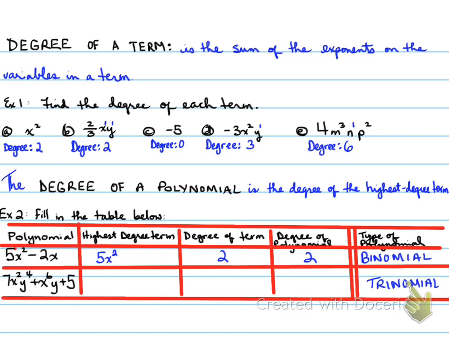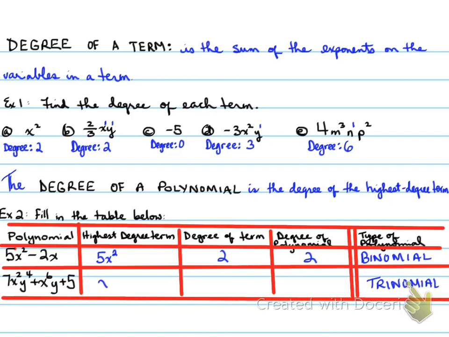Let's look at the next one. Looking at each one of these, looking at this one piece first, this has a degree of, that's right, 6. This one has a degree of, now be careful, the y has an exponent 1, so the degree of this term is 7. And the degree of this term is 0.